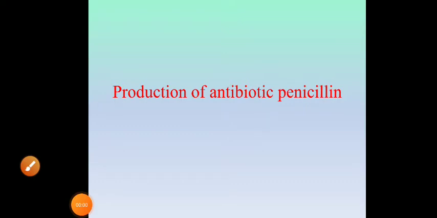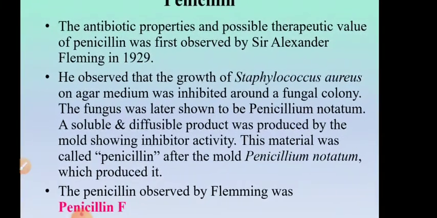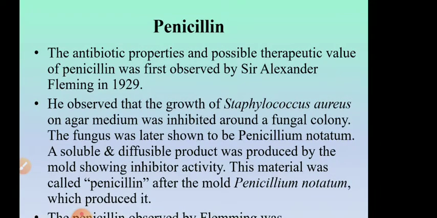Good afternoon, dear students. Today we are going to discuss the production of the antibiotic penicillin. Now, the antibiotic properties and the possible therapeutic value of penicillin were first discovered by Sir Alexander Fleming in the year 1929. What he observed was that the growth of Staphylococcus aureus on agar medium was inhibited by a fungal colony. That means around the fungal colony there was no growth of Staphylococcus aureus.